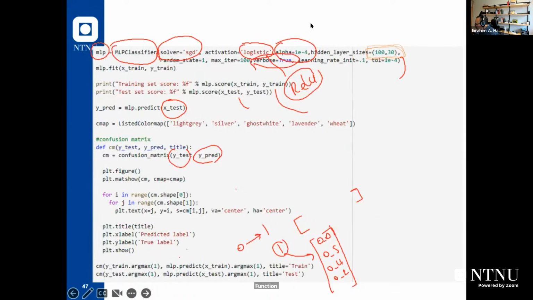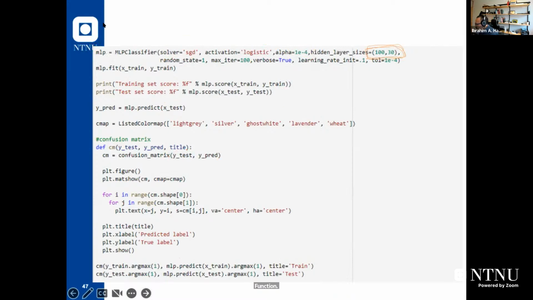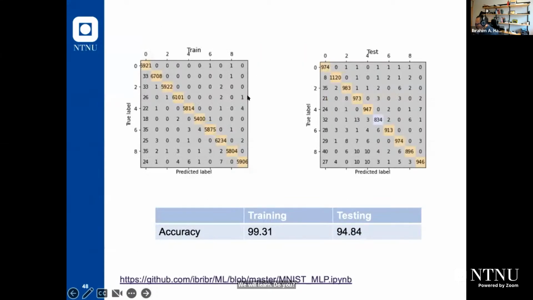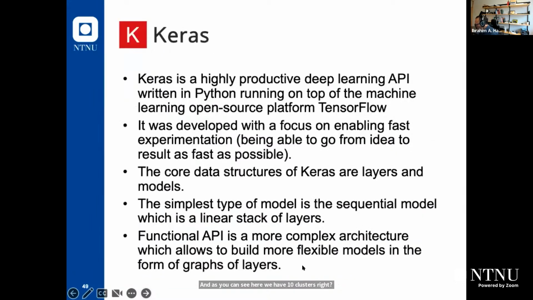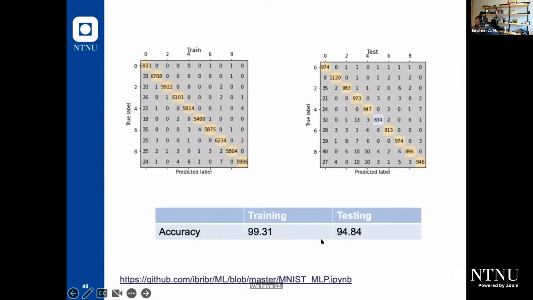We will clear. We need to go to the example. So at the end, first, before doing this, we will get this confusion matrix for the training and for the test set. And as you can see here, we have 10 classes, right? True labels, it's 10 classes, and the predicted labels, we also have 10.